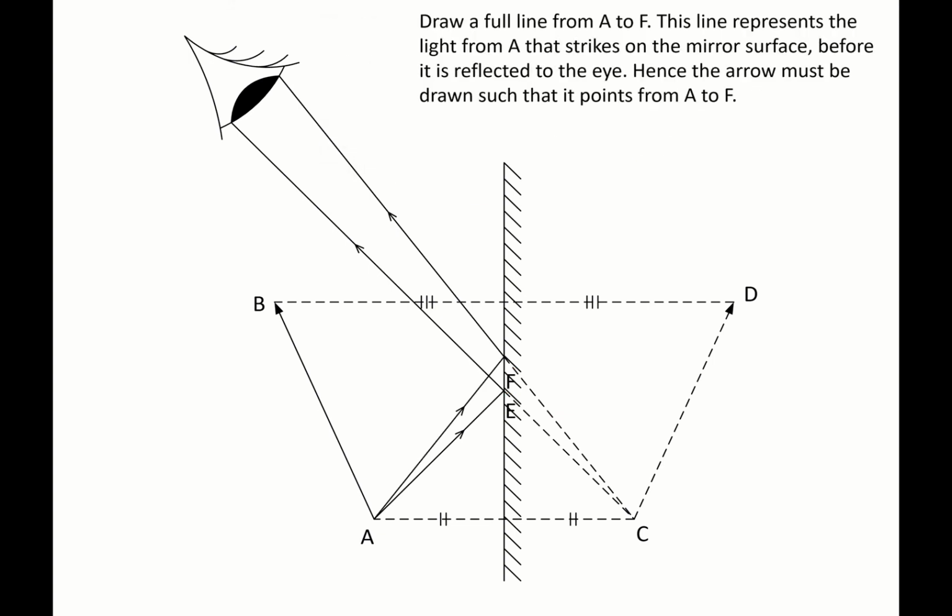After that, draw a light ray from A to F, and this ray represents the light from A that strikes the mirror surface before it's reflected to the eye. So it travels from A to F, and hence note the direction of the arrow. It has to point from A to F.